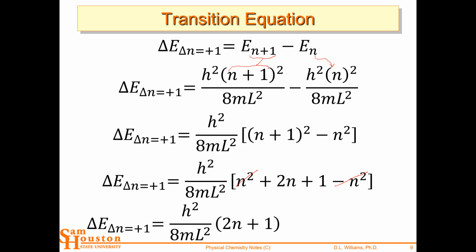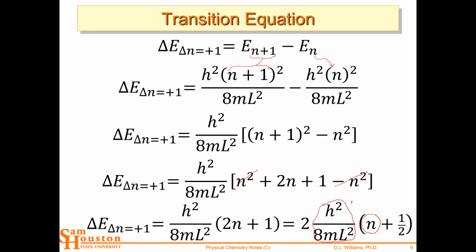Now, it's nice in spectroscopy to have everything pulled out front so you just have the quantum number by itself, or as close to by itself as possible. So this 2n that's inside the parentheses, I'm going to pull that out, and I'm going to have to divide the 1 by 2 in order to do that. This would be the format for the transition equation that I would like to see. They're both correct at the bottom, but this one is my favorite, because it just has n by itself here, and it's got some constant here that's related to the system.